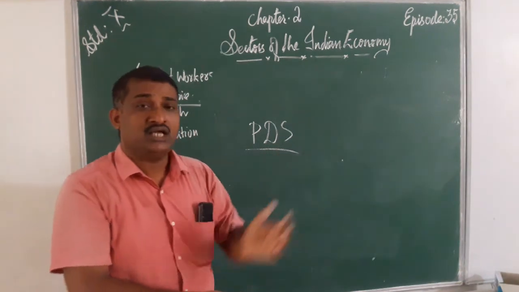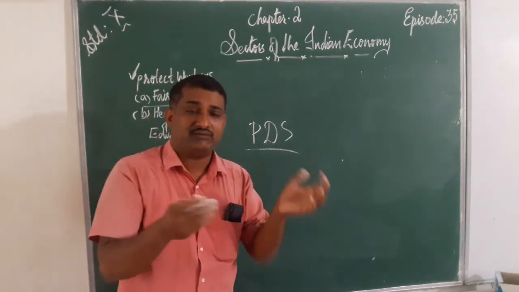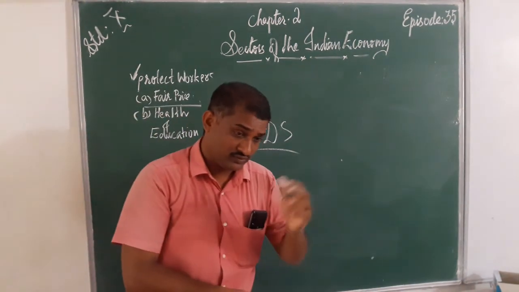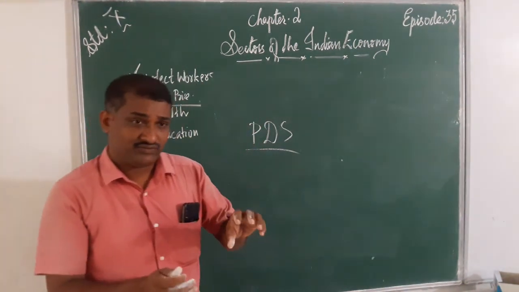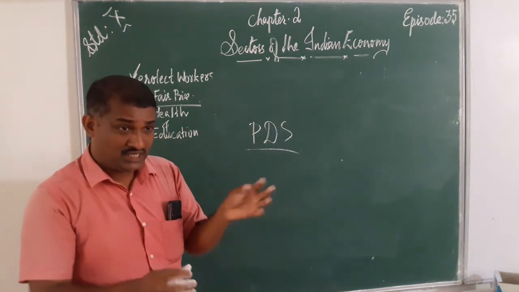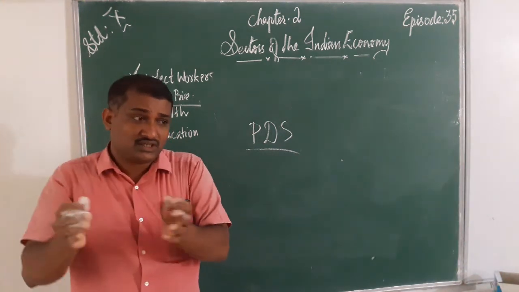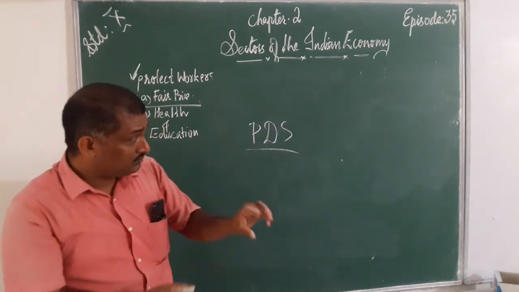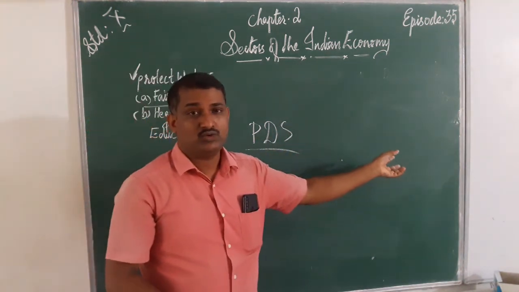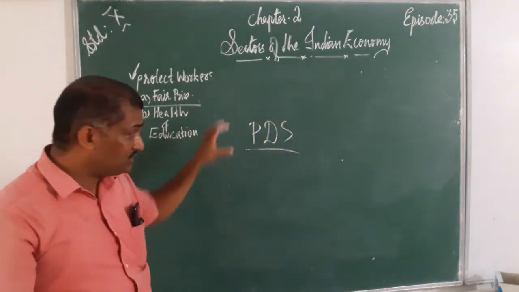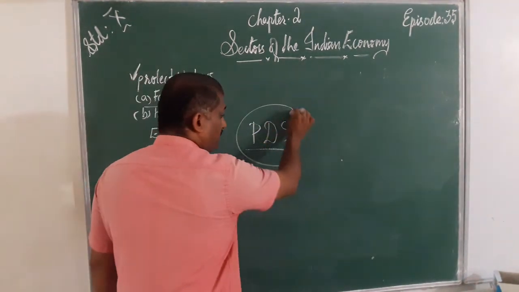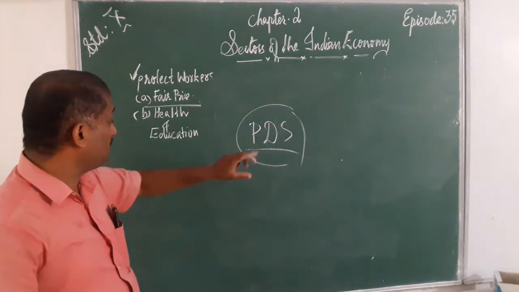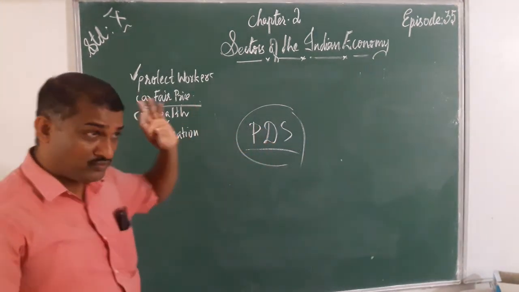Then the government can also stock the remaining food items in case of natural calamities like floods or droughts. In our country, definitely buffer stock is there. What is buffer stock? These food items are preserved in godowns. That is called buffer stock, and in that time it can be distributed. All these systems are under the PDS, the public distribution system. I hope you know PDS very well.